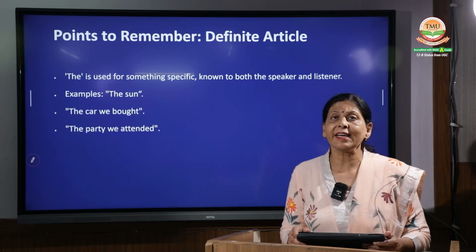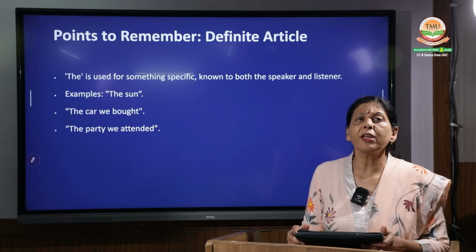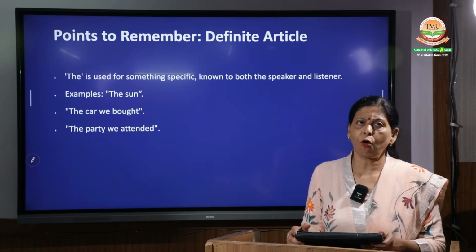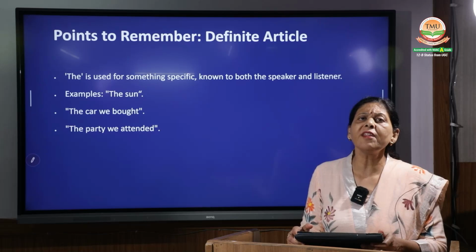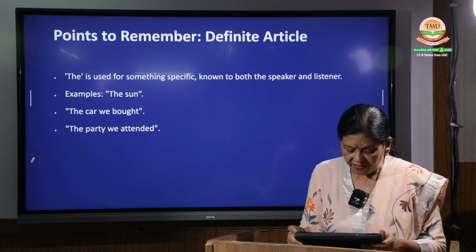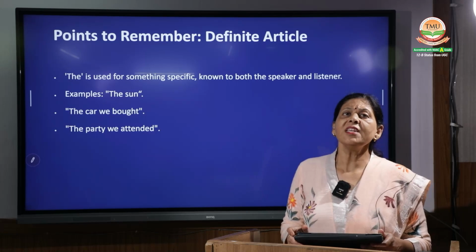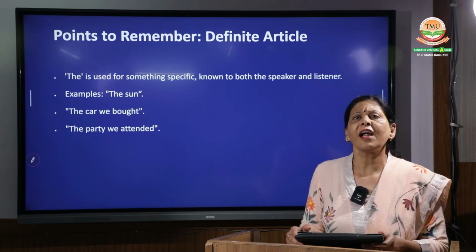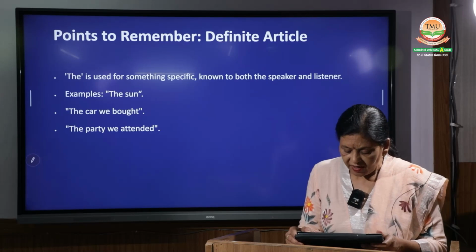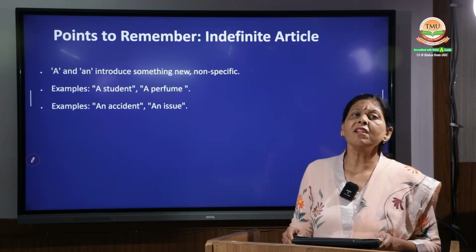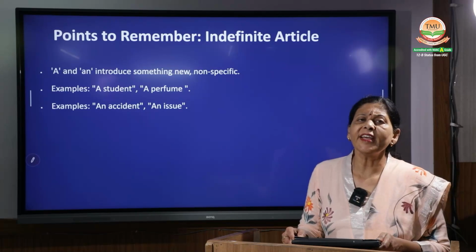The party we attended. That means it is a particular party to which both of us have gone. The listener has been there and the speaker has also been there. The car we bought means the listener also knows about it and the speaker also knows about it. Then the definite article the is used with the superlative degree.